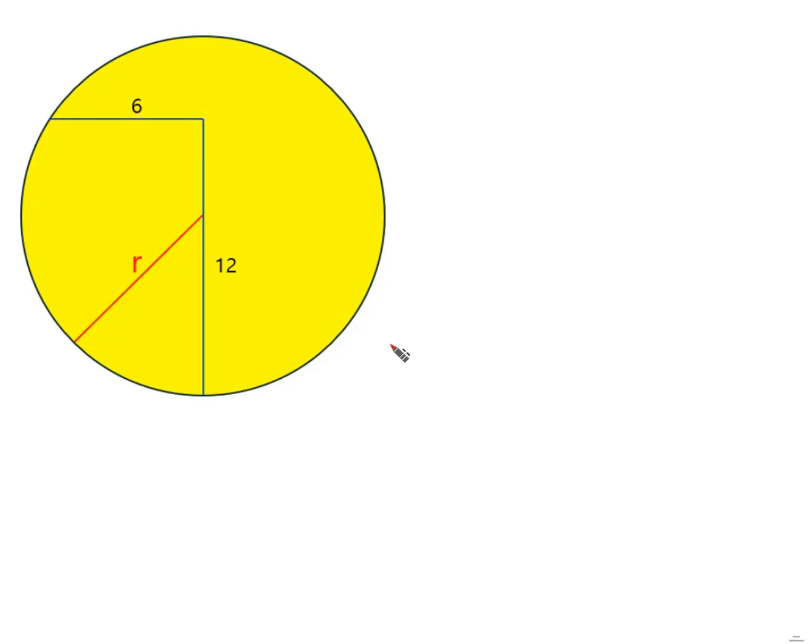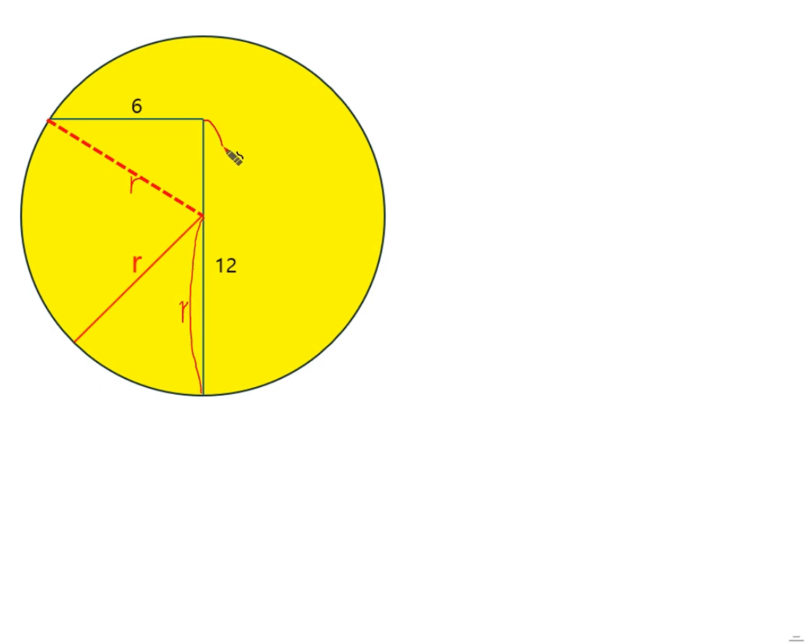Hello. This problem is to find a radius of a circle. To solve this problem, we need just one auxiliary line. Then this is R, and this is also R.